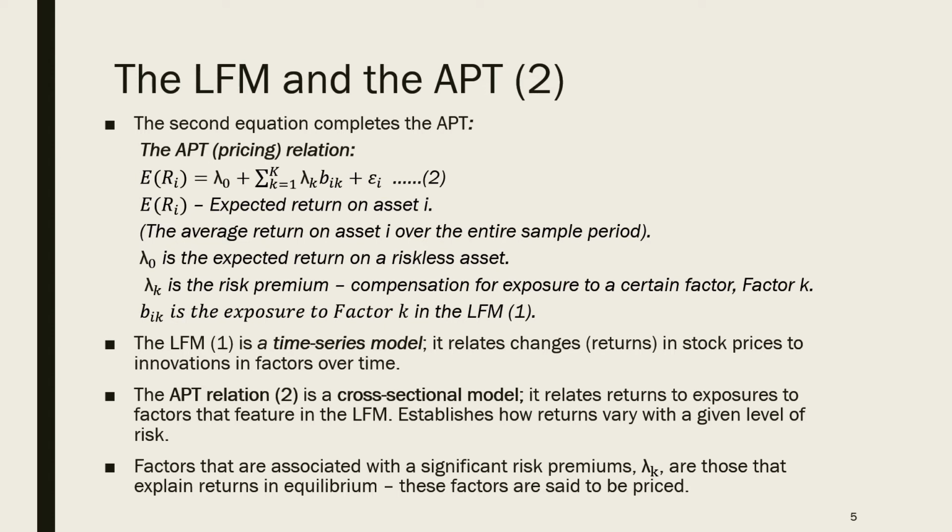So again, the arbitrage pricing theory proposes the idea that there are multiple factors, or multiple sources of news or variables, that drive stock returns. And the first model, the so-called linear factor model, which we'll be focusing on, proposes that there is a set of variables that impact the return on a given asset over time. The second equation of the arbitrage pricing theory proposes a cross-sectional relationship.